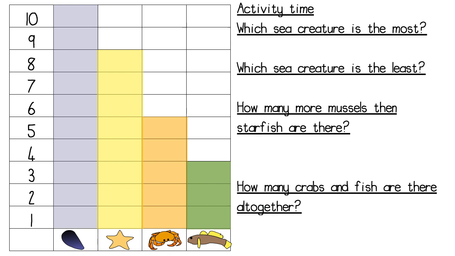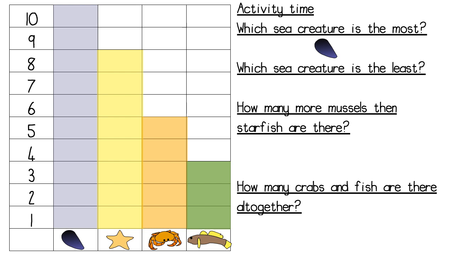Our first question is, which sea creature is the most? Do you know which one is the most? The sea creature with the most colored in blocks is the mussels. So the mussels are the most.